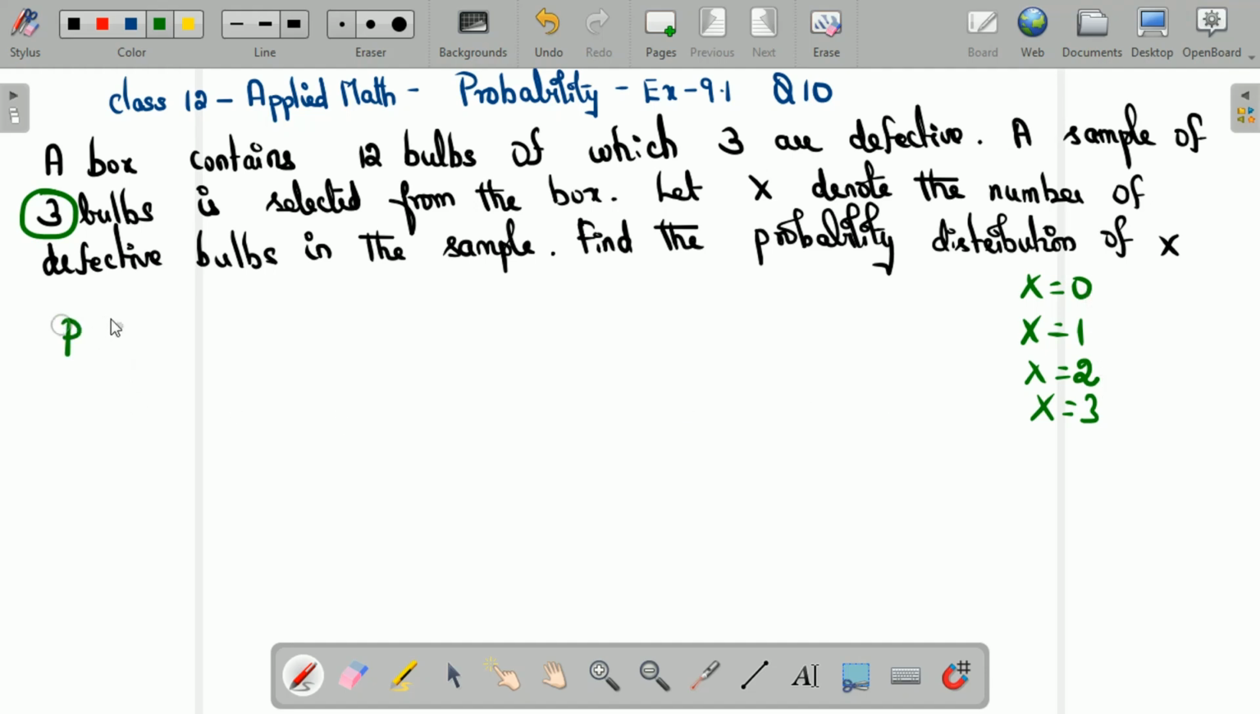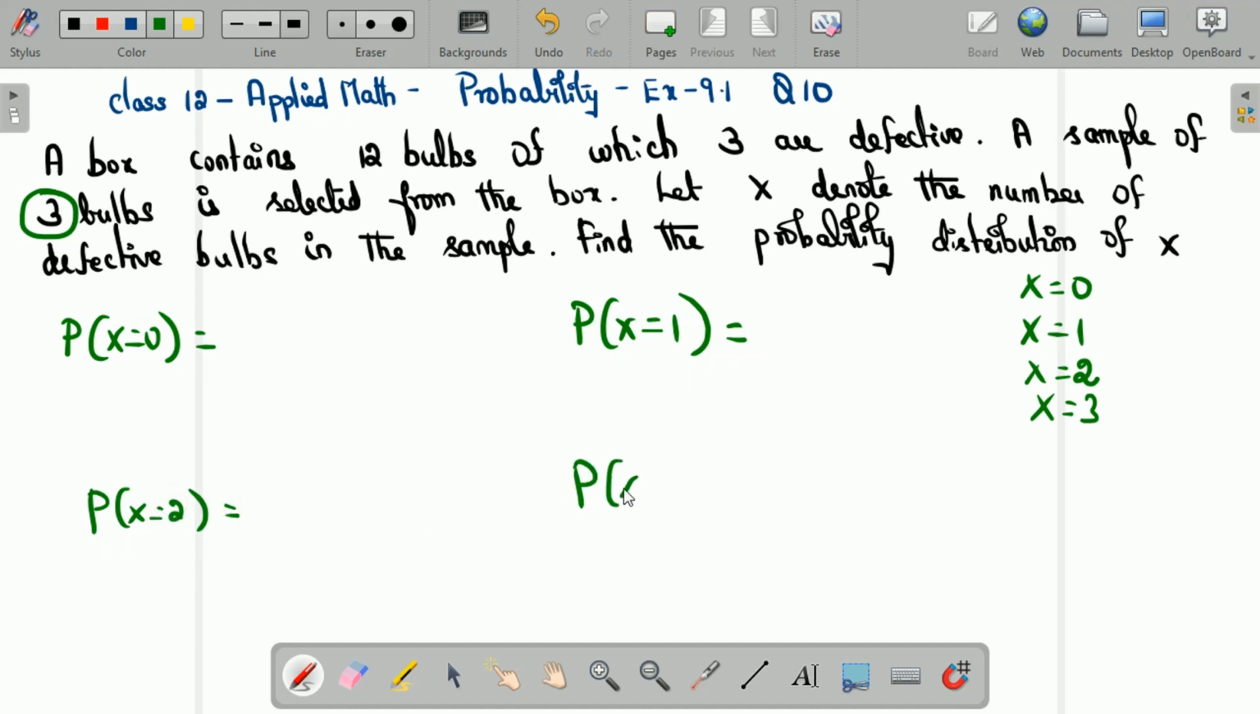So first let's compute the probability of X equal to 0. Then we can compute the probability of X equal to 1, the probability of X equal to 2, and the probability of X equal to 3. So now let's compute the total probability. See, there are 12 bulbs of which we are picking up 3 bulbs. So that means the total outcome in all the cases will be equal to 12C3. I'm marking only the total outcomes in all the 4 cases. So this will be equal to 12C3.